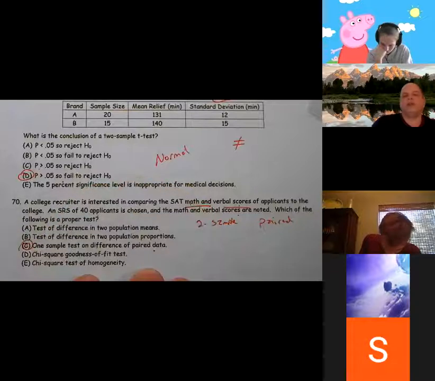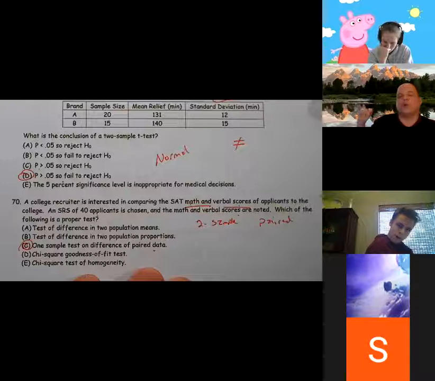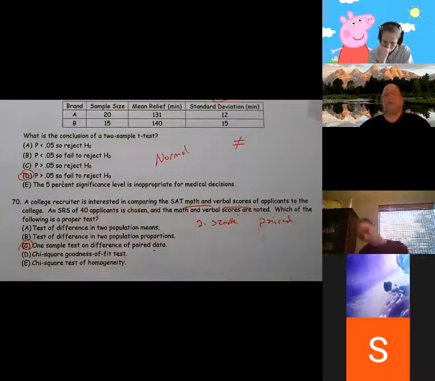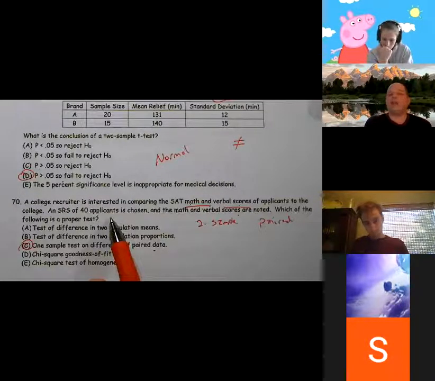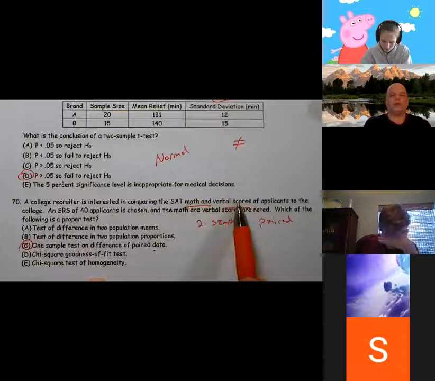Now, could this have been run as a two sample? And the answer is yes, it could have been run as a two sample. I could have randomly selected 40 math scores and then randomly selected a group of 40 other verbal scores and compared the average verbal and the average math, in which case, if I'm comparing two separate groups, it would be two sample. But in this case, we have a simple random sample of 40, so we only have one sample. And from that one sample, I took two readings. So I basically tested them once on their math and once on their verbal, so that makes that paired data.